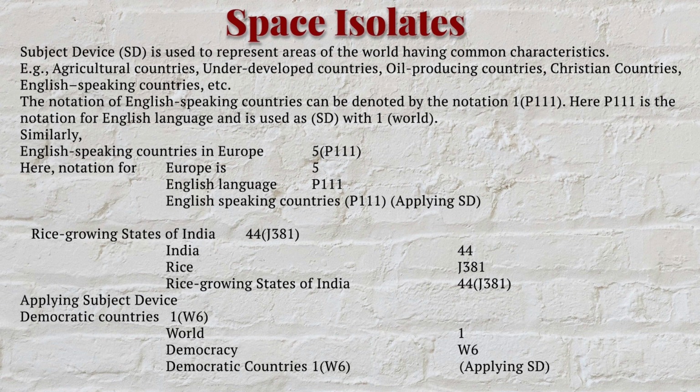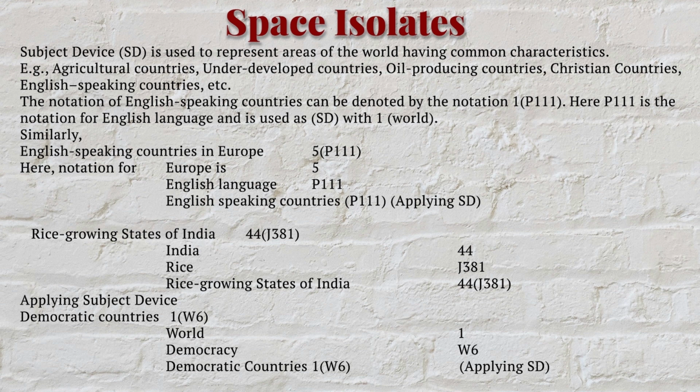So for example, agricultural countries, or English speaking countries. The notation for English speaking countries can be denoted by the notation 1 and P111. Here P is the main class linguistics and P111 denotes the language. So the English speaking countries in the world will be denoted by the subject device 1 P111.